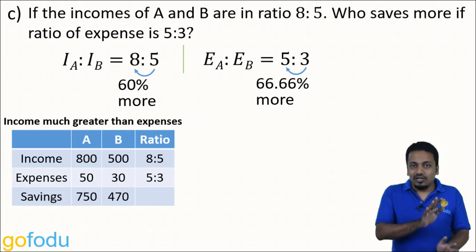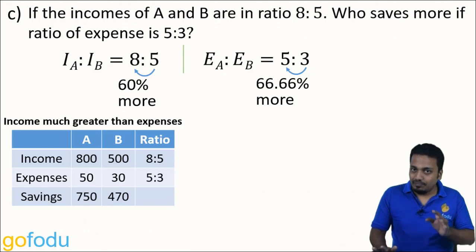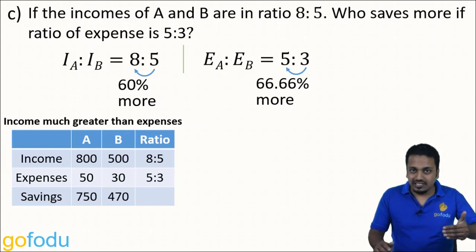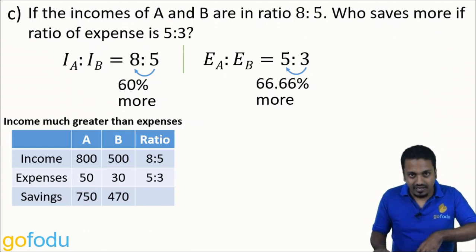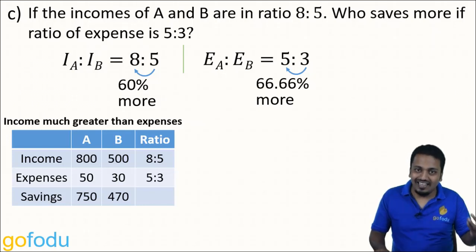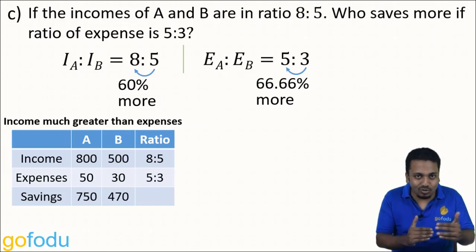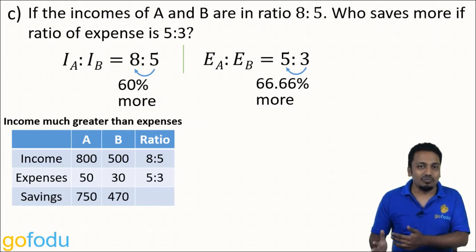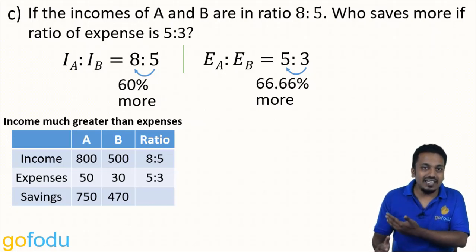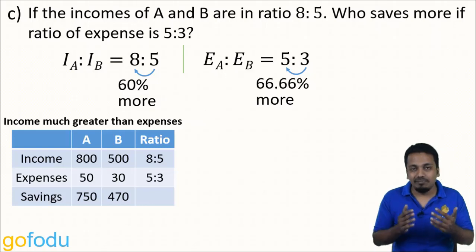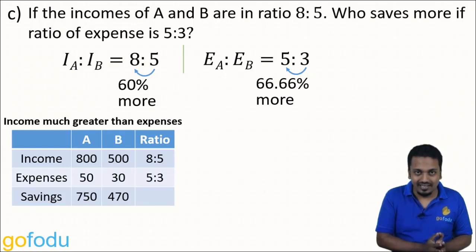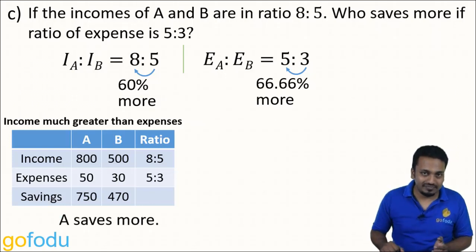Okay. Now both these expenses are small as compared to the incomes, and these expenses are close to each other as well. As A's income is so much more than B's, A would be saving more. A's income is so much more than B's and expenses are close to each other, so A would be saving more. In this case, we can see A saves 750 rupees and B saves 470. A will be saving more.